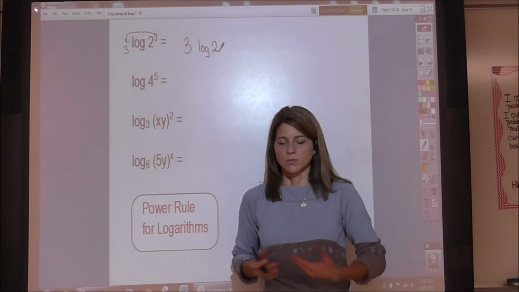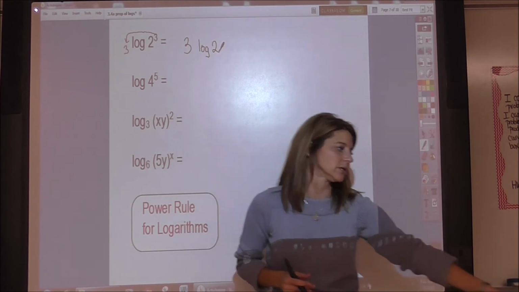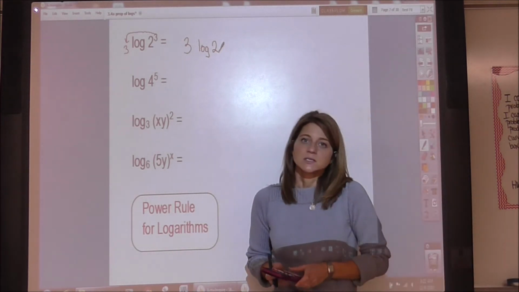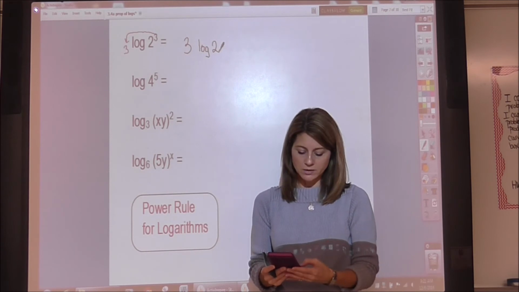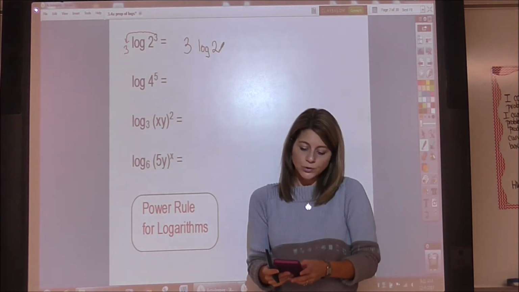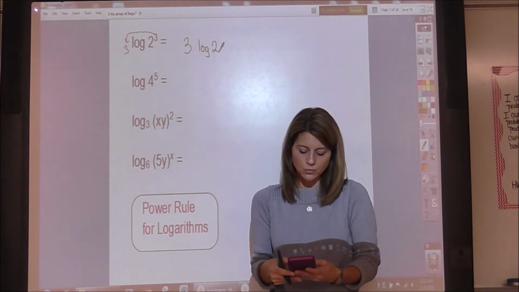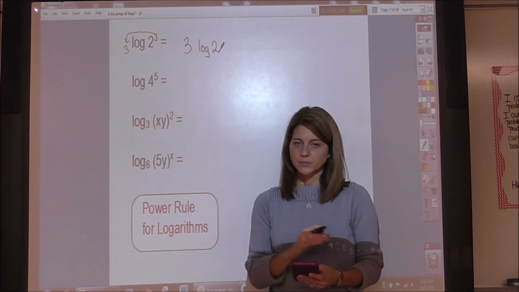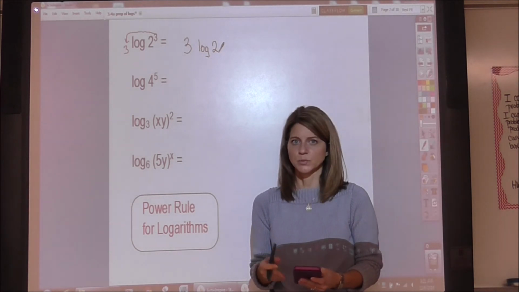Okay, let's check that one on your calculator just to see that it works. So grab your calculator. I've got mine right here. It says log of 2 to the third power. So you can type in log of 2 to the third power, or you can type in log of 8, because 2 to the third power is 8. Either way you go, it's a big long decimal. Mine is starting with 0.903. I hope yours is too.